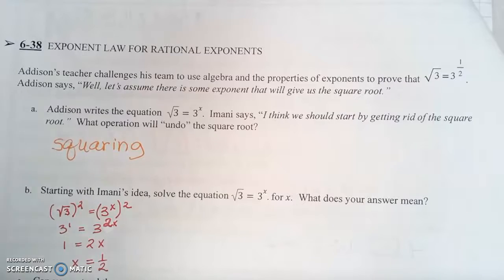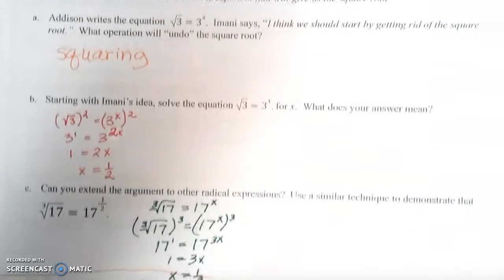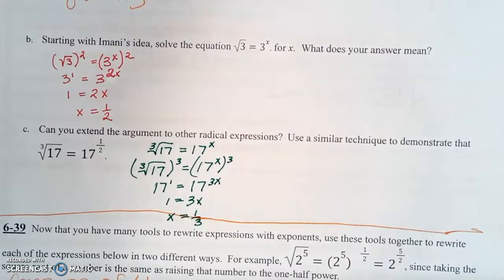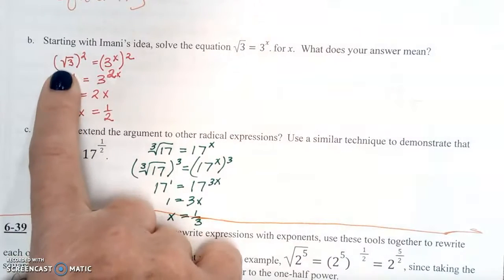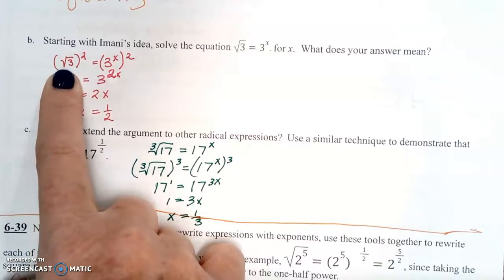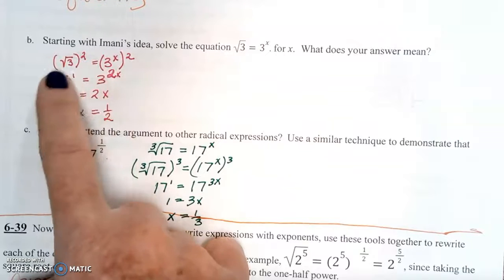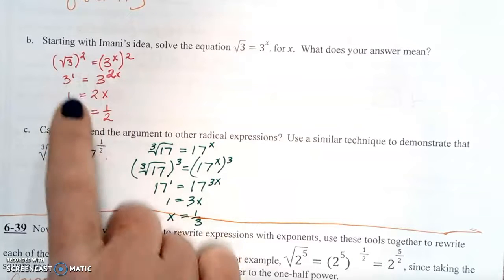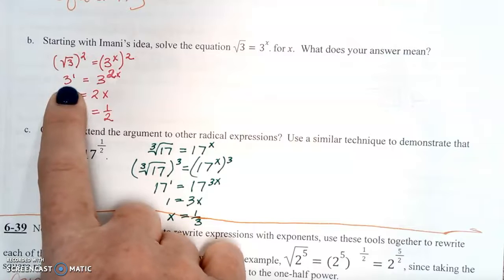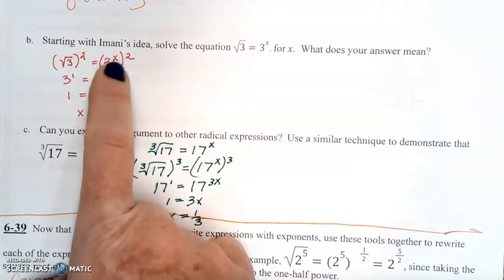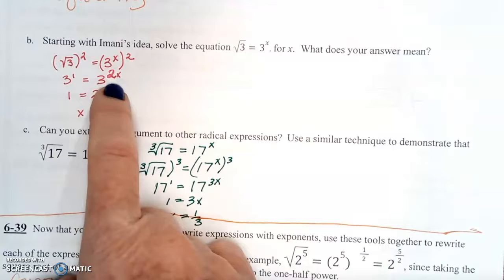Okay? Part B says, starting with Imani's idea, solve the equation the square root of 3 equals 3 to the power of x for x. What does your answer mean? Okay? So they give us the square root of 3. We want to do the inverse operation, which is to square. So we're going to square both sides. When you square something that's being square rooted, you get the number inside, which is 3. When you square 3 to the x, you get 3 to the 2x.